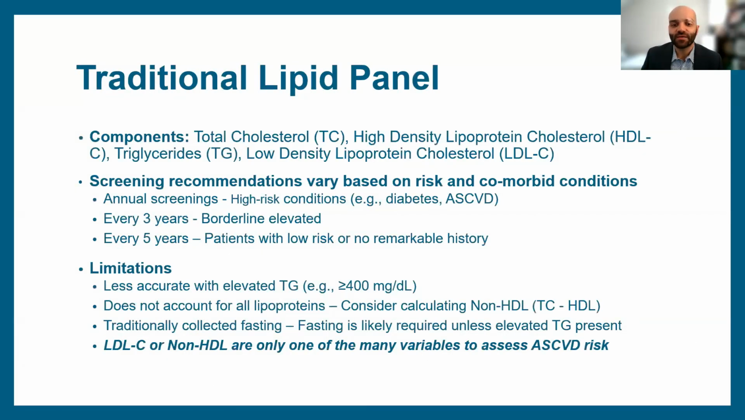So as we consider here some of the different traditional lipid panels that we all know and love, we have the total cholesterol, the high density lipoprotein, the triglycerides and the LDL. Who should really be getting these in practice? We know annual screening for those with diabetes or folks with established ASCVD. People with increased or borderline risk should be every 3 years, and the patient without any real risk or history would be about every 5 years.